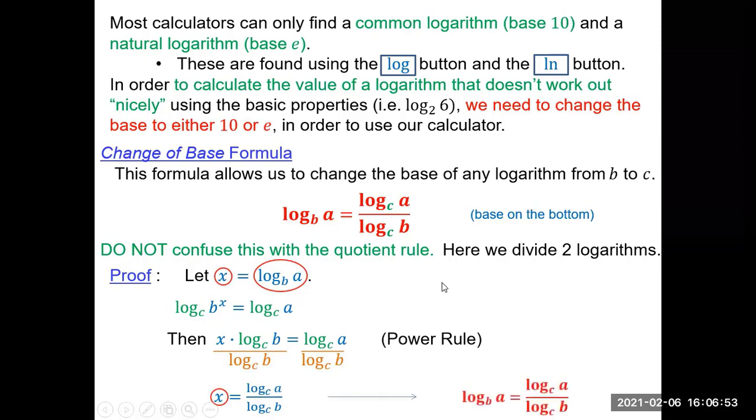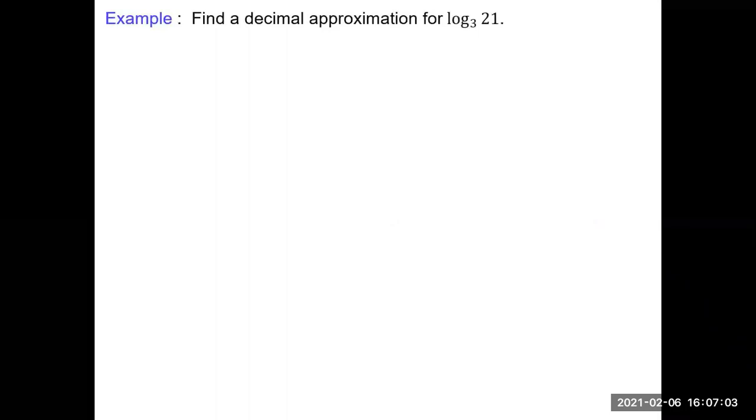Okay. So now let's take a look at an example of how we can use this in order to calculate or simplify to get a decimal approximation. So let's say we want to find a decimal approximation for log base 3 of 21. In other words, this is saying 3 to what power is going to give me 21?